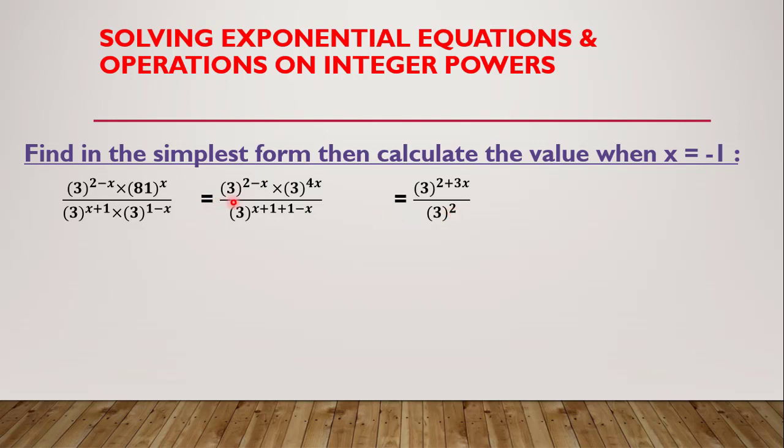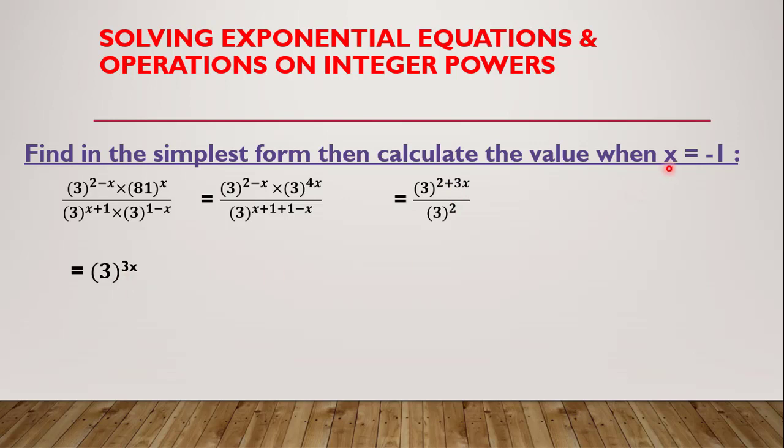And here what do we have? We have 3 power 2 minus x plus 4x. 2 minus x plus 4x. 4x minus x, it will be 3x. So here in the numerator, I have 3 power 2 plus 3x over 3 power 2. Now I have the same base and division operation. So I subtract powers. So the result will be 3 power 2 plus 3x minus 2. 2 minus 2 is 0. Then it will be 3 power 3x.